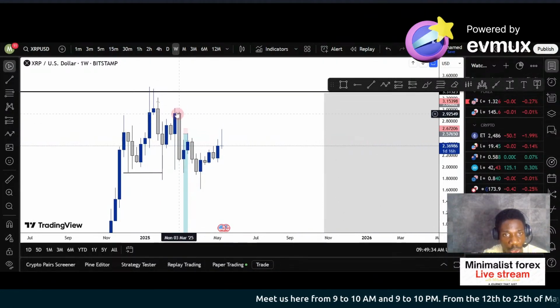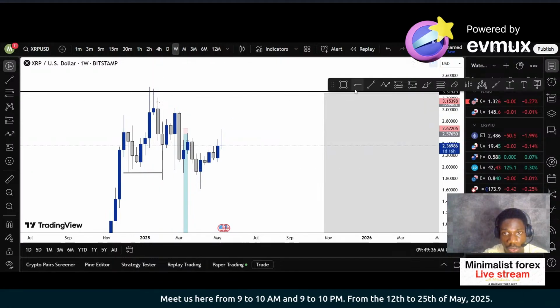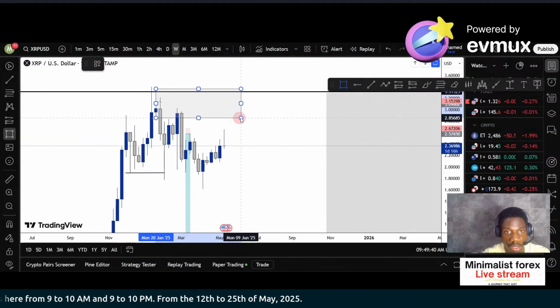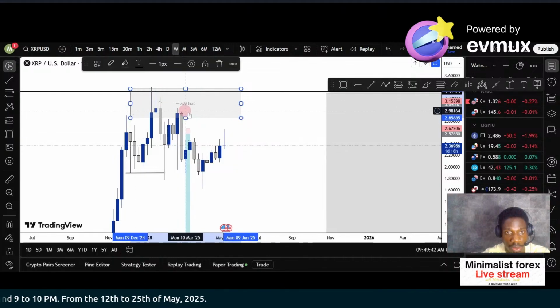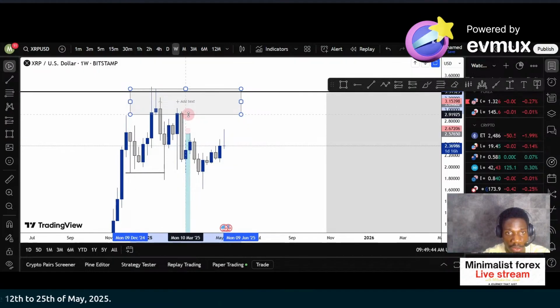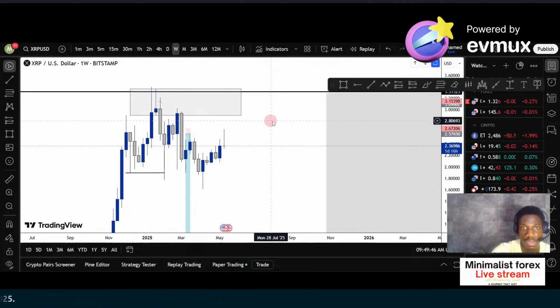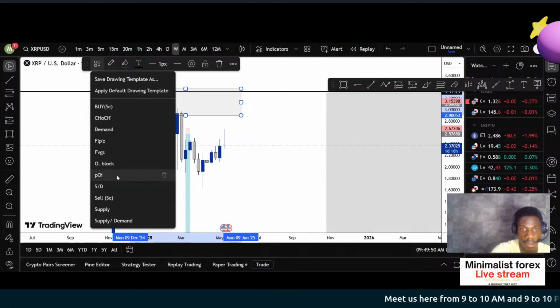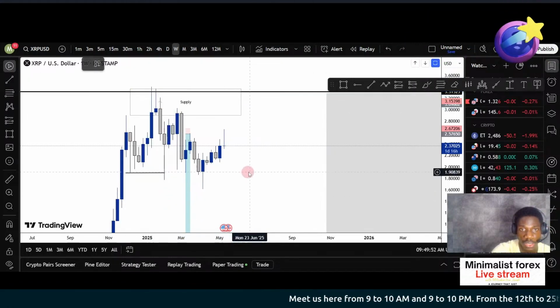So when price breaks structure, what do you expect? A pullback. A pullback into what? Supply. The candle before this momentum candle. Supply zone. Let me just highlight this. Supply. Right. So when it gets to supply, what does it do?